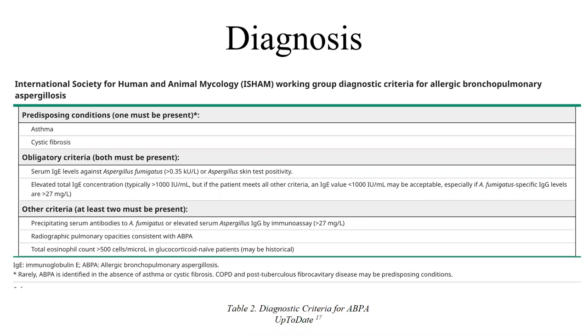There should be serum IgE levels against Aspergillus. I believe this is the inhalant panel that we order in clinic, or there's Aspergillus skin test positivity. And we also will need elevated total IgE concentrations, typically greater than 1,000. Other criteria, at least two of these have to be present, are precipitating serum antibodies to Aspergillus or elevated Aspergillus IgG, radiographic pulmonary opacities, and a total eosinophil count greater than 500 in glucocorticoid-naive patients. That's an important thing to note because if someone's on steroids, their eosinophil count could be suppressed.